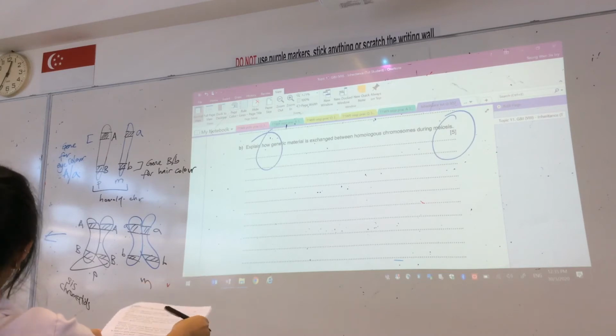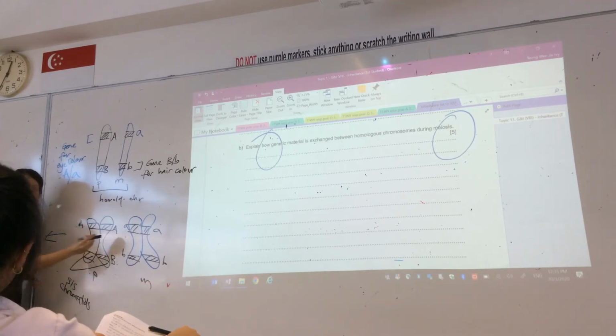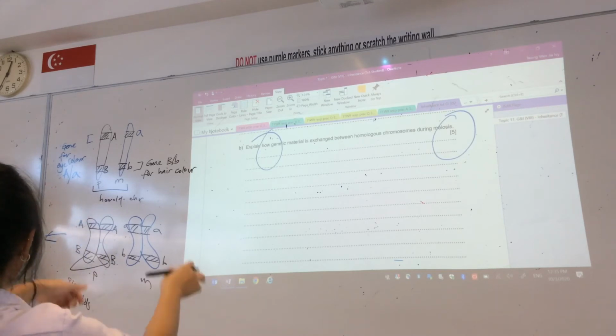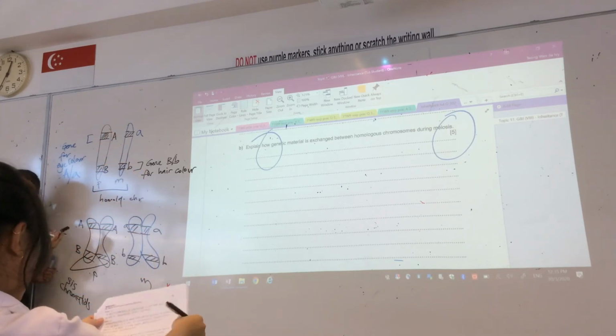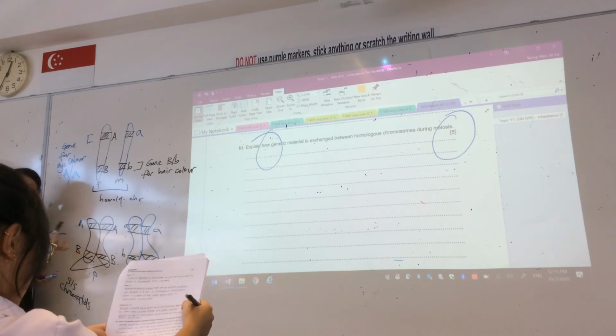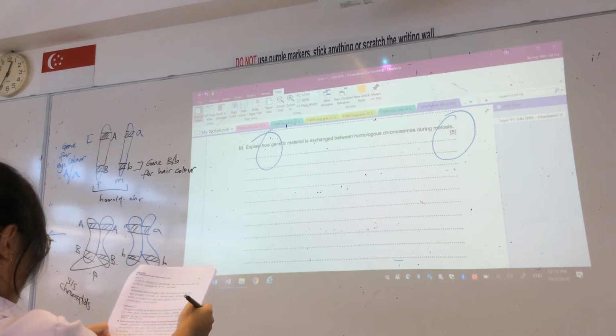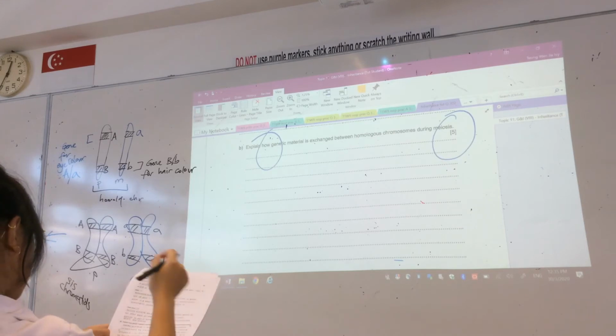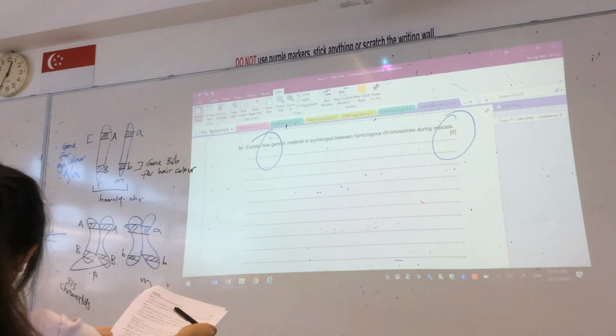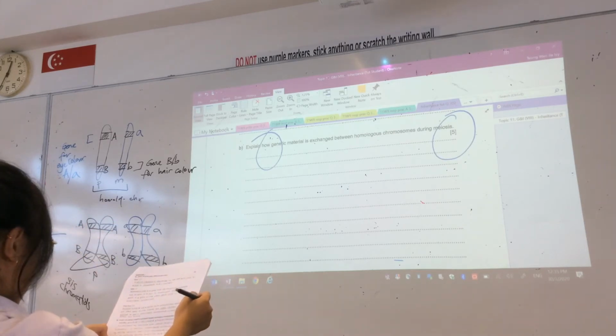What happens? They pair up. Okay, yes, there is pairing first during prophase 1, and the pairing is called what? Synapsis. Good. After pairing up, what happens? Chiasma is formed, then what happens? Break and rejoin. What breaks? Phosphodiester bond breaks, yes. So basically you're going to have a segment of chromosome that is exchanged.